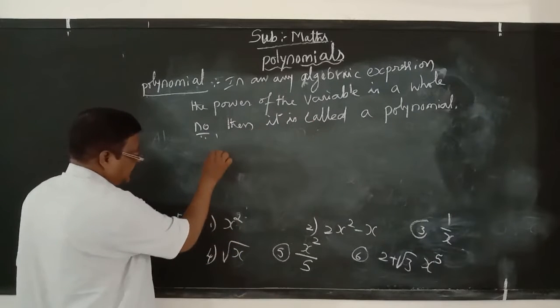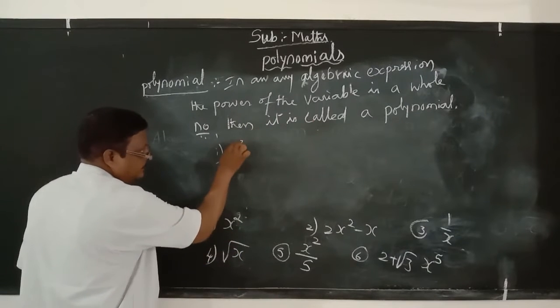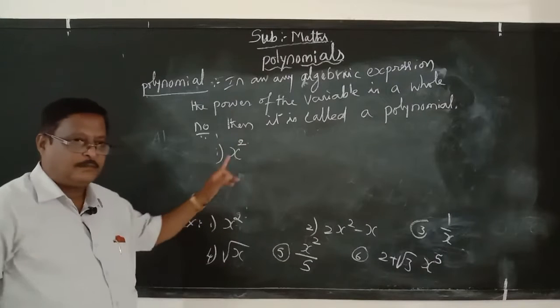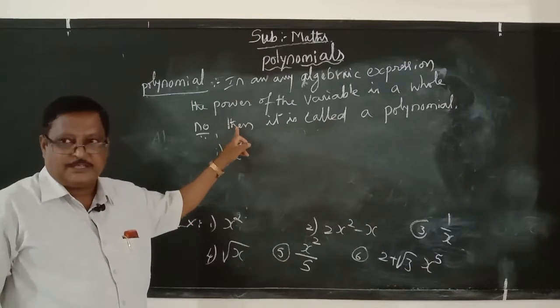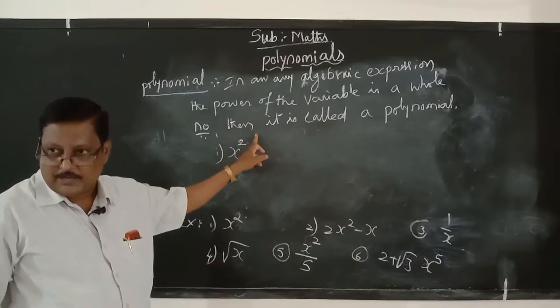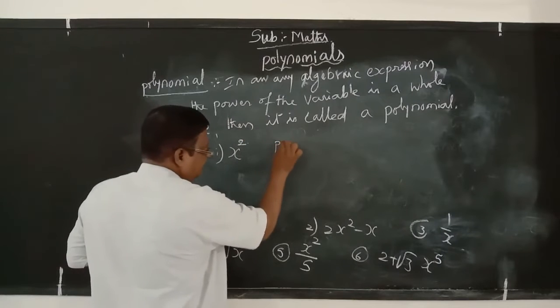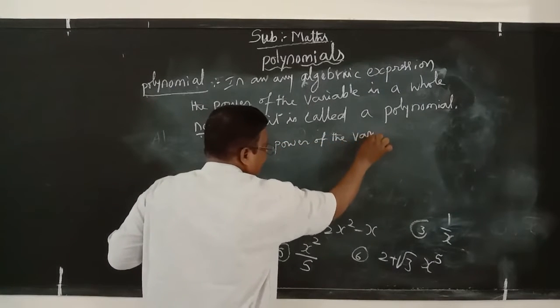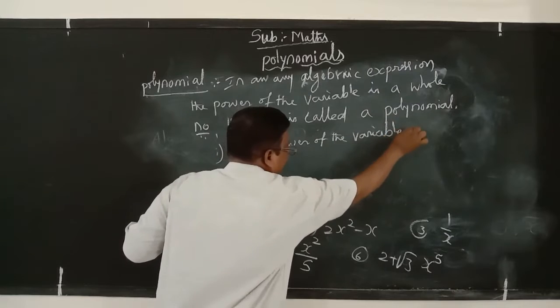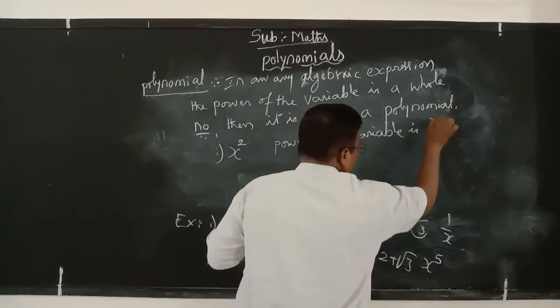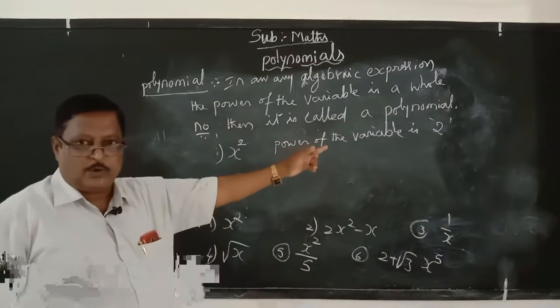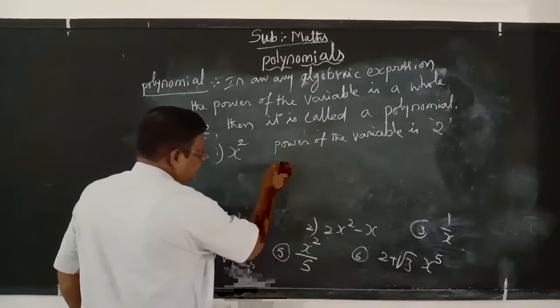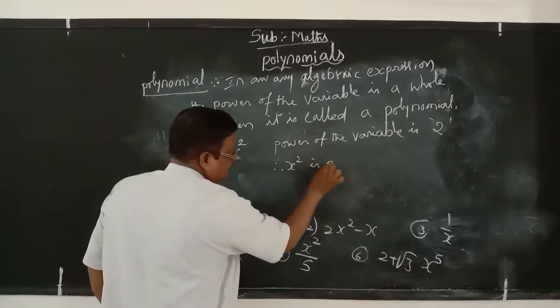Example one, first one, x square. Here the power of the variable is a whole number. The power of the variable is 2. 2 is a whole number, therefore x square is a polynomial.